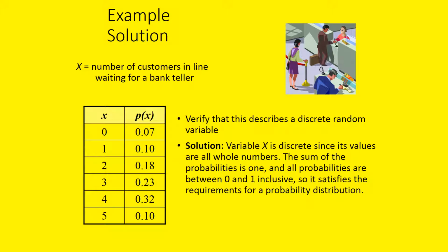The sum of the probabilities is 1. Okay, so what is this? 7/100 plus 10/100 is 17/100, 35/100, 58/100, 90/100, 100/100. So 1. And all probabilities are between 0 and 1 inclusive. That's easy to see at a glance. So it satisfies the requirements for a probability distribution.